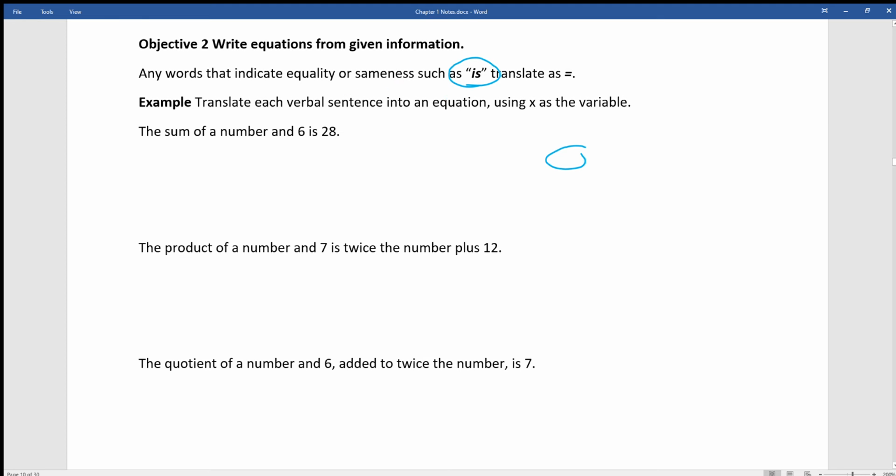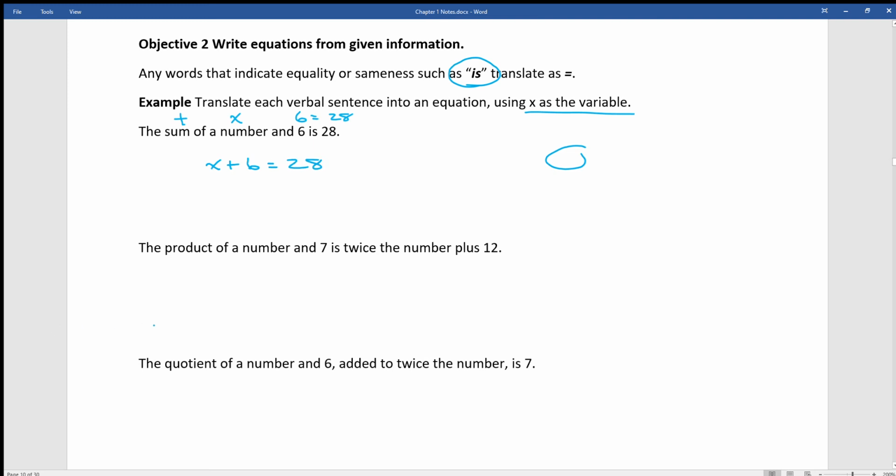So let's read these sentences and see if we can figure out what the operations will be. This says the sum, so we know we're talking about addition, of a number, let's say x, because it said use x as the variable, and 6 is 28. So what does that mean? So the answer of an addition between x and 6 is 28. And that's an equation that we will be able to solve.